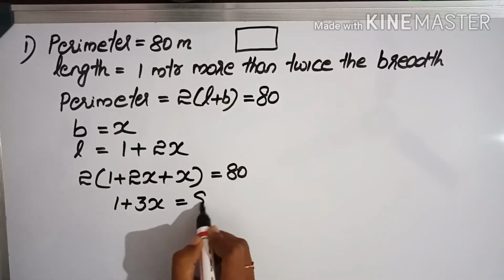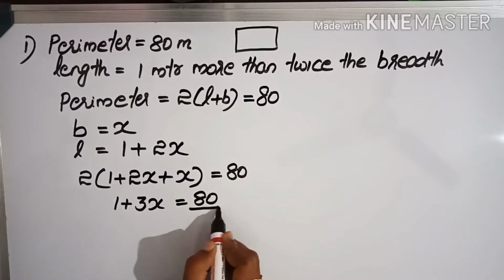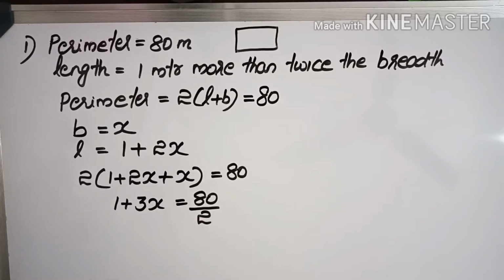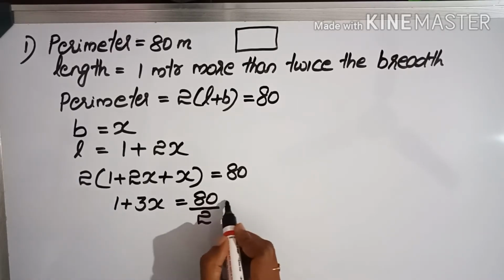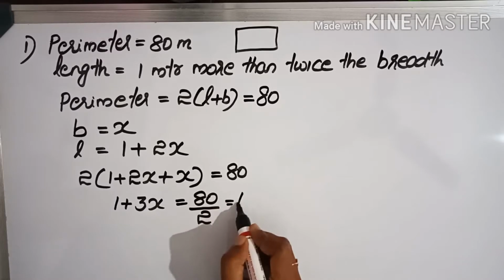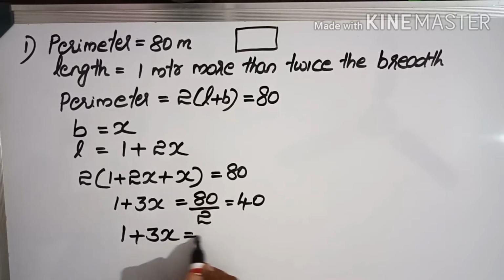Here the remaining number is 80. So the 2 multiplying on this side comes to the other side and it will be divided by 2. Multiplication's opposite is division. So 80 by 2. 80 by 2 is what? Half of 80 is 40. So we got 1 plus 3x equals 40.